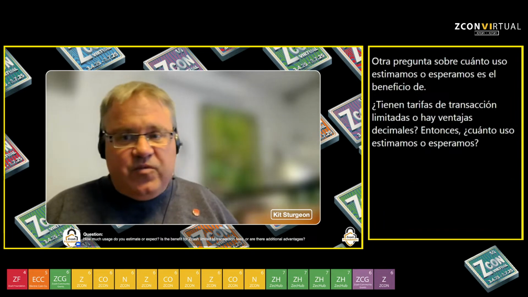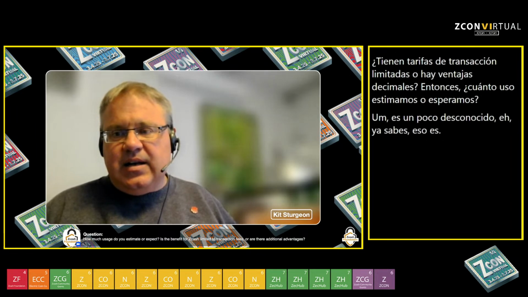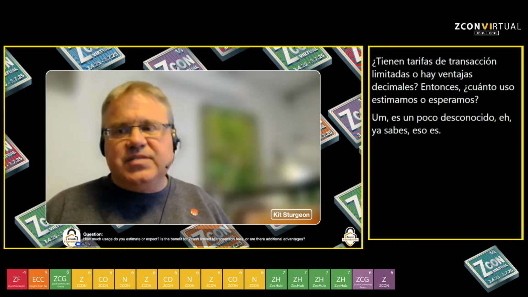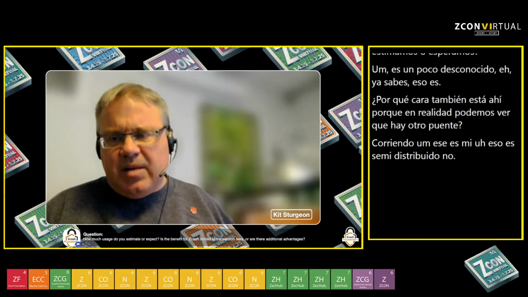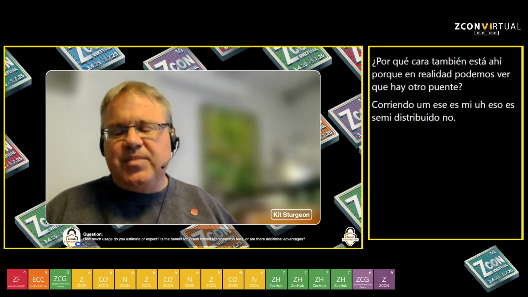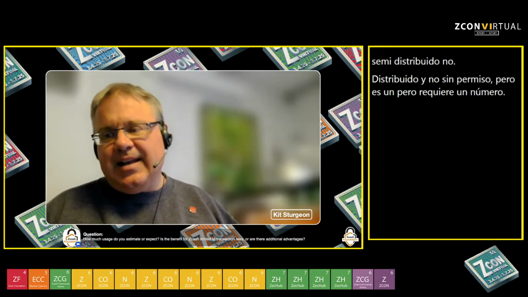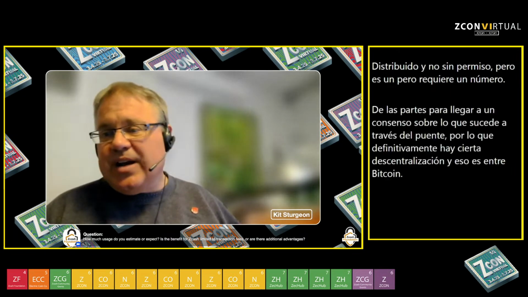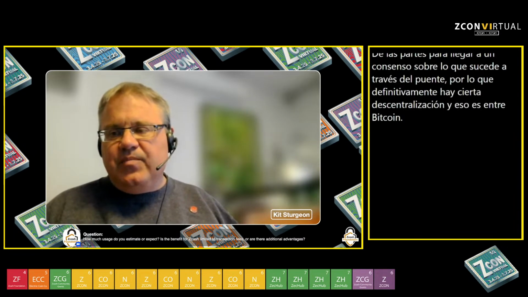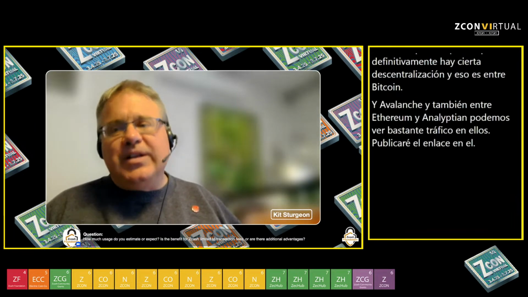and that's why phase 2 is there, because we can actually see there's another bridge that Ava Labs is running that's semi-distributed, not completely distributed, and not permissionless, but it does require a number of parties to reach consensus on what happens across the bridge. So there's definitely some decentralization. And that's between Bitcoin and Avalanche, and also between Ethereum and Avalanche. And we can see quite a bit of traffic on there. I'll post a link in the chat afterwards to that bridge traffic. So we do know that that traffic is happening. People are interested in bridging that way.